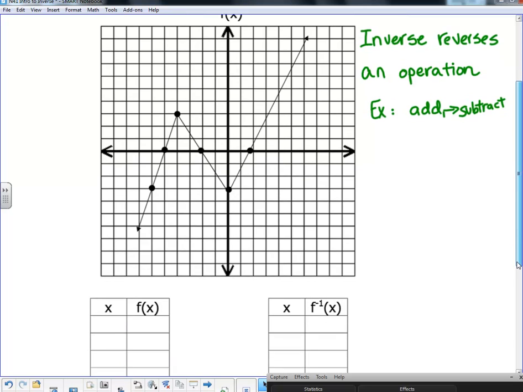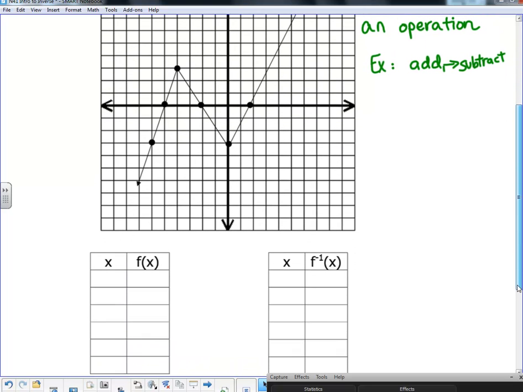So let's start by taking all the points on the graph and plotting them in the chart. And as we do, we're going to reverse the points. -6, -3. When we switch those, you're going to get -3, -6.